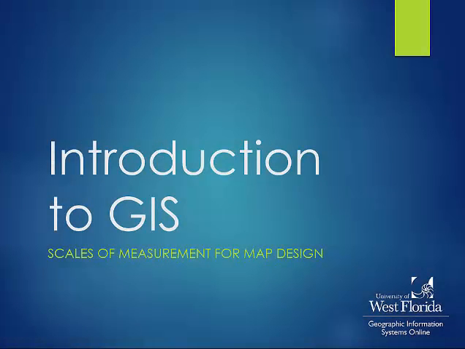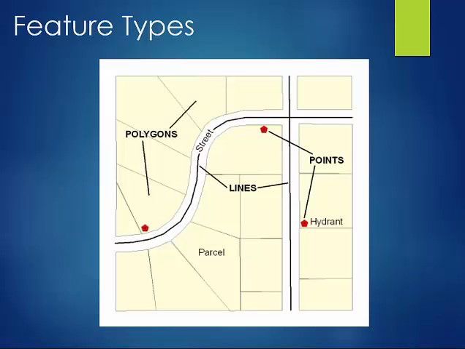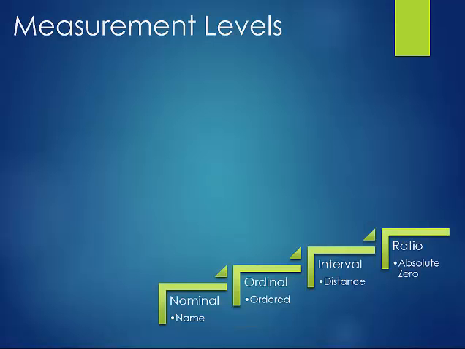In this video, we will discuss feature types and measurement levels and how they impact your map design. You'll learn much more about spatial data types in week 3, but for now, remember that spatial data can come in several different types: points, lines, and polygons. These types of data can be displayed on a map based on how they are measured: nominal, ordinal, interval, or ratio.